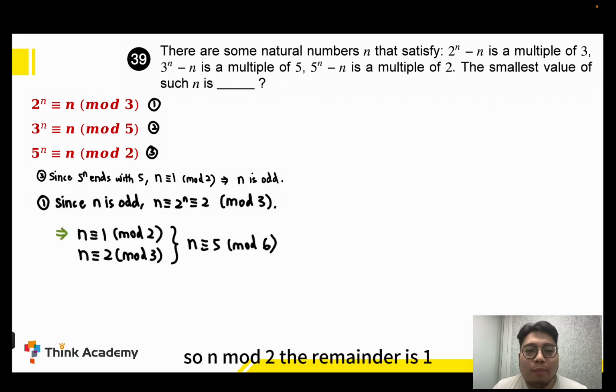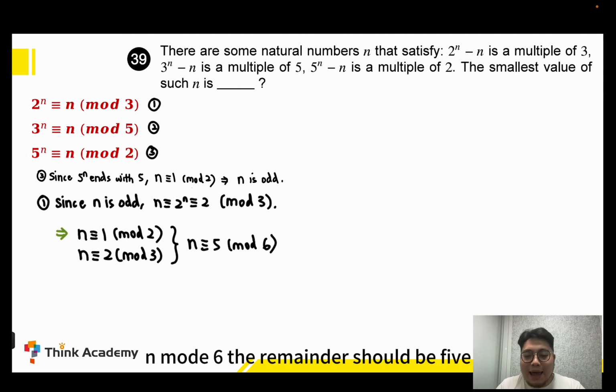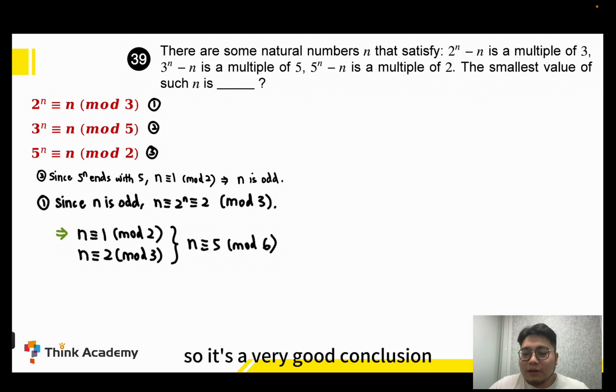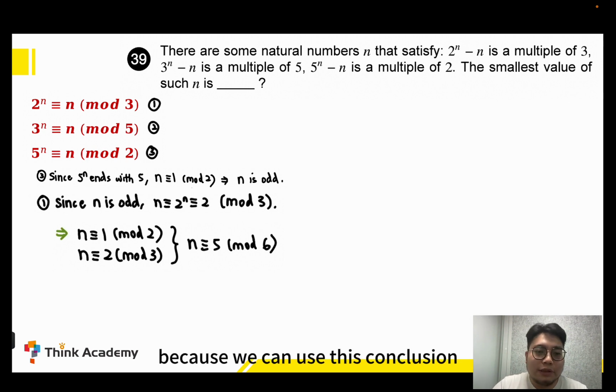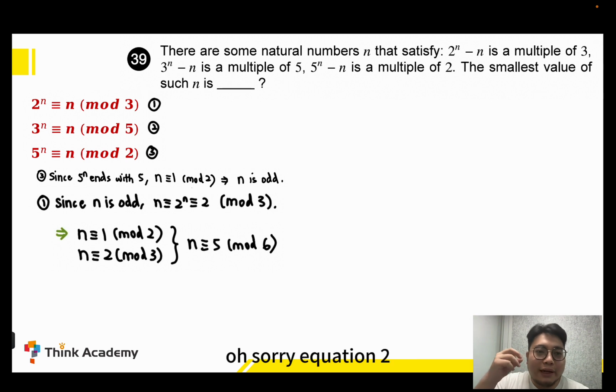So n mod 2, the remainder is 1, because n is an odd number. And from this equation, we know n mod 3, the remainder is 2. So we combine these two equations, we can find n mod 6, the remainder should be 5. So it's a very good conclusion, because we can put it into equation 2. We can also find out the answer.